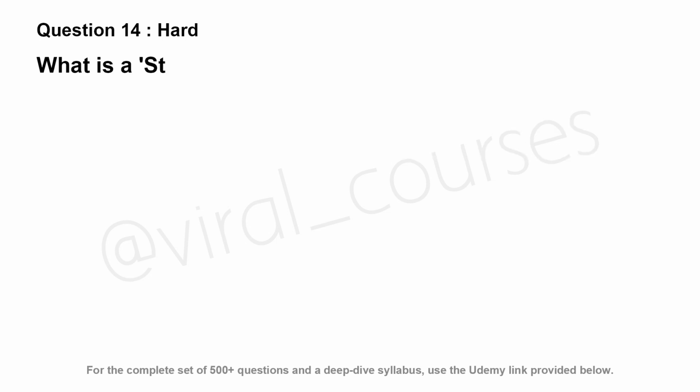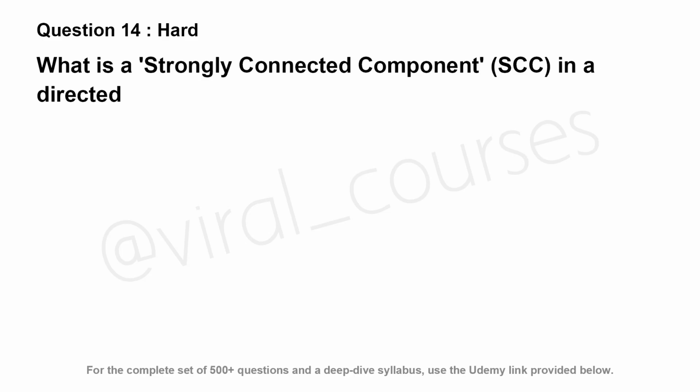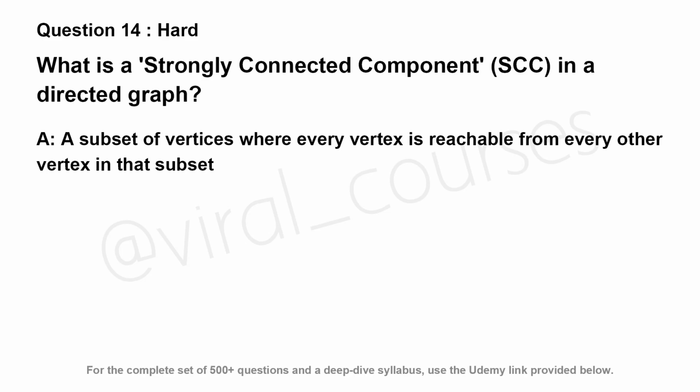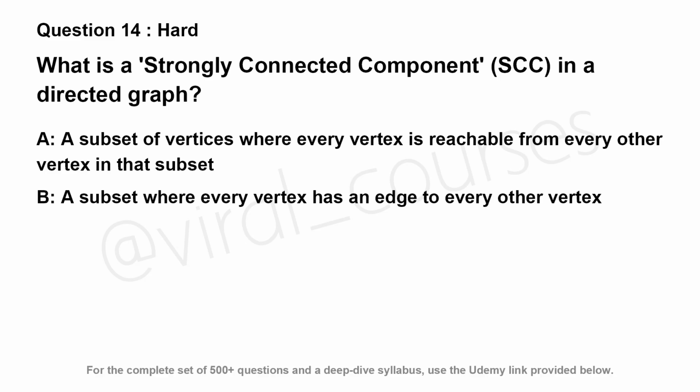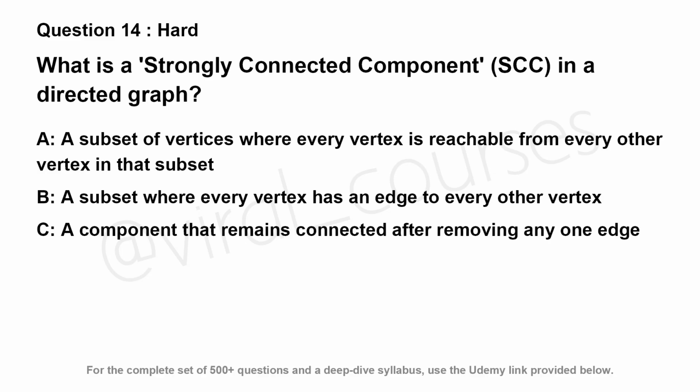What is a strongly connected component, SCC, in a directed graph? Option A, a subset of vertices where every vertex is reachable from every other vertex in that subset. Option B, a subset where every vertex has an edge to every other vertex. Option C, a component that remains connected after removing any one edge. Option D, a tree that spans all vertices.